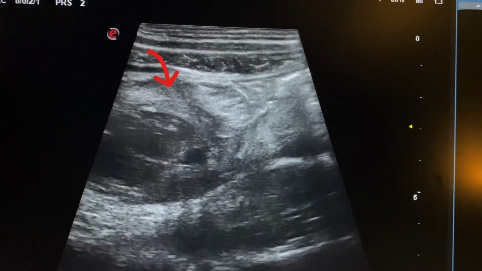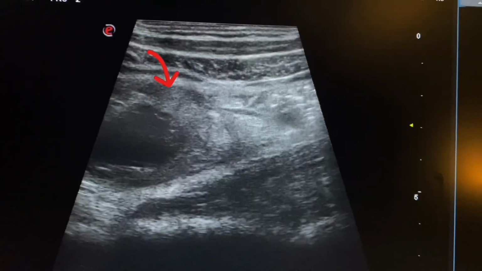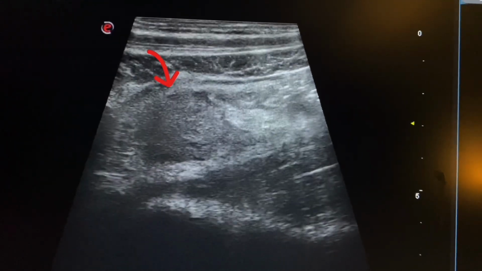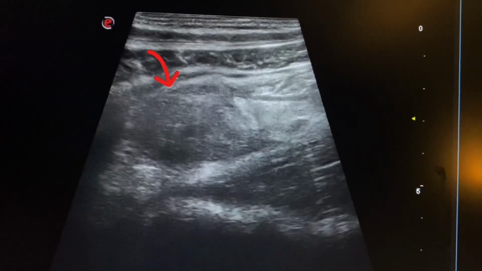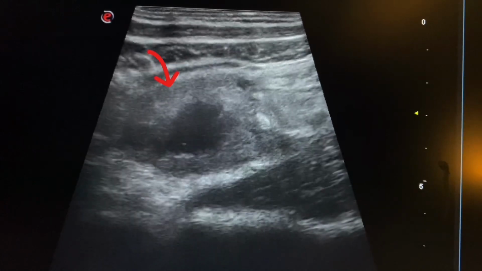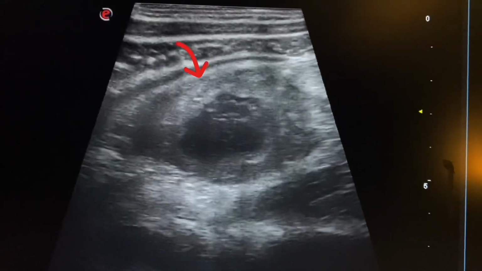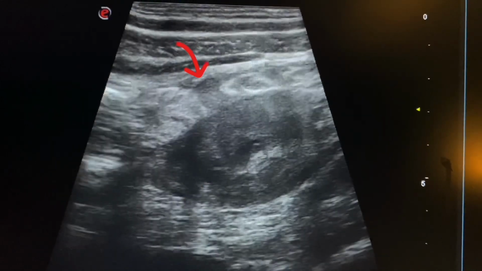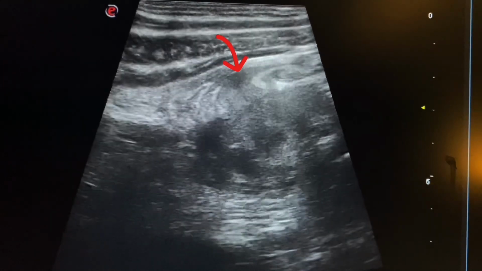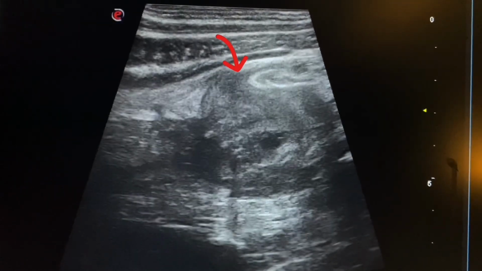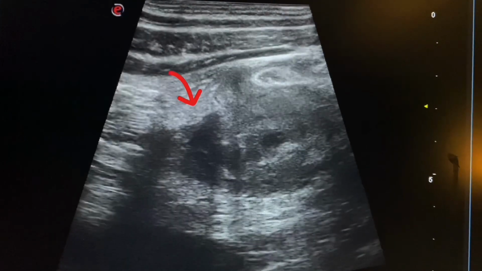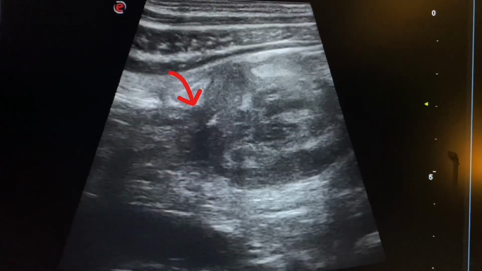Now when we slide the probe at lateral side of the ascending colon, we see a heterogeneous mass at right iliac region, anterior to the right iliac crest or at the middle part of the ascending colon. This mass is attached with the right lateral wall of the ascending colon. Here we see the thick debris collection around the mass.